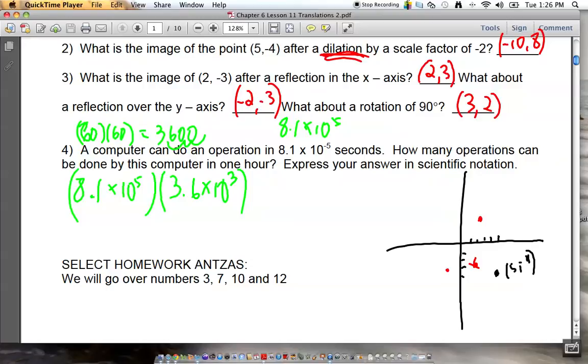Can somebody do 8.1 times 3.6? Should be like 28-ish. 29.16. 29.16 times 10 to the 8th. But this is not in scientific notation. I got to move one more point. That means I need to divide by 10. So then I have to times by 10, and I get 2.916 times 10 to the 9th. Okay? Any questions at all?